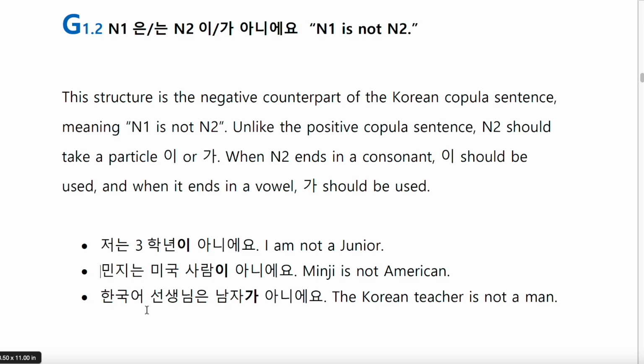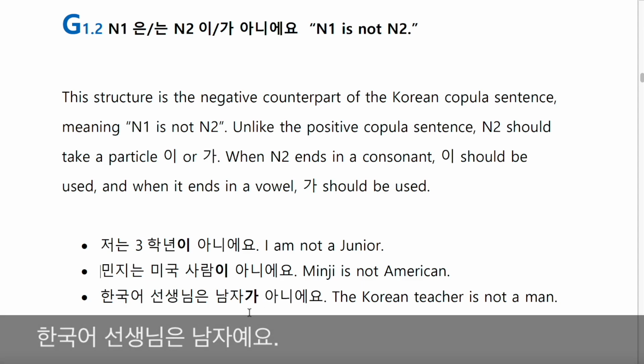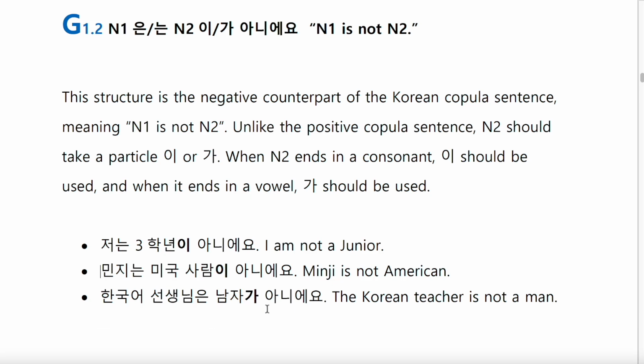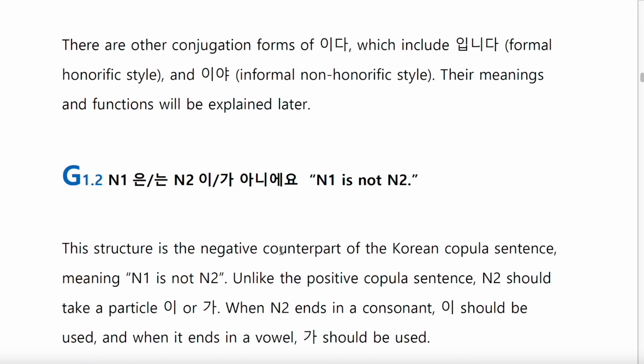Korean teacher is a man. So how do you say that? 한국어 선생님은 남자예요. 그렇죠? In case of a noun that ends in a vowel, we use the shortened form 예요 instead of 이에요. 그렇죠?